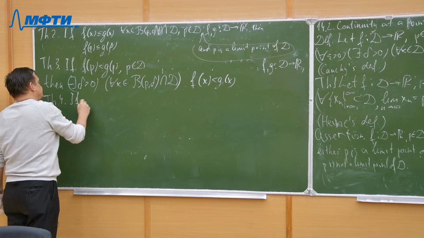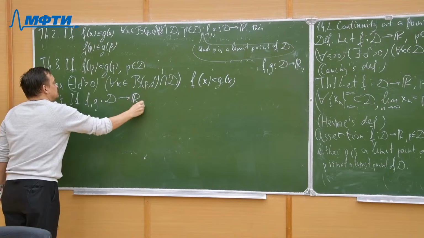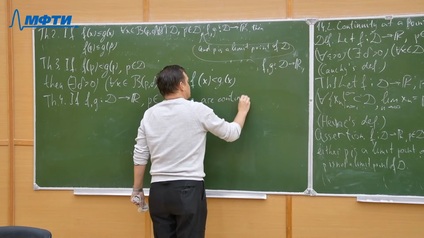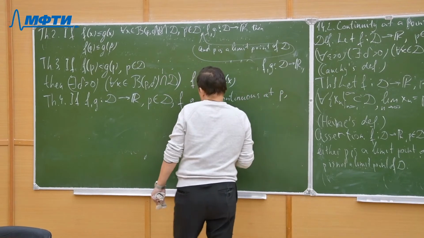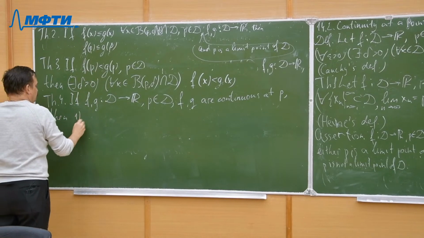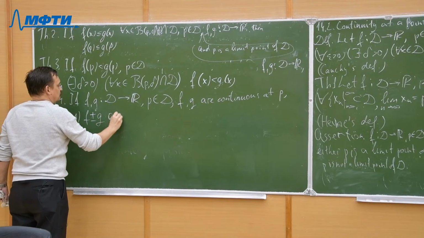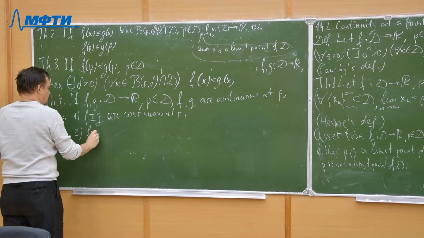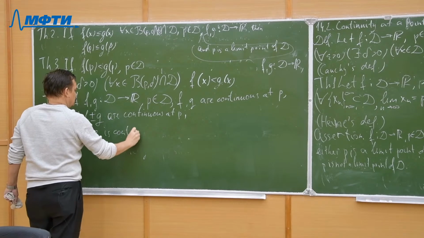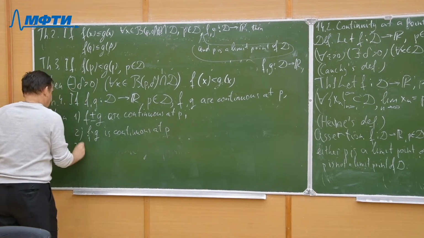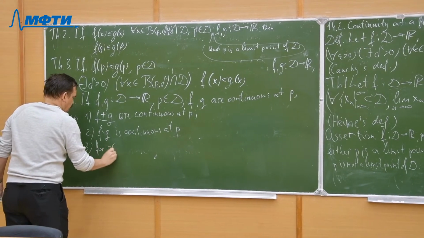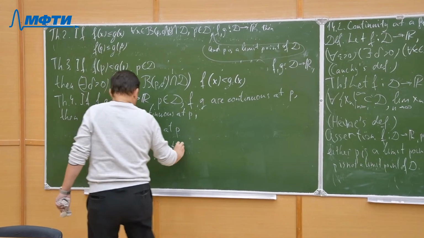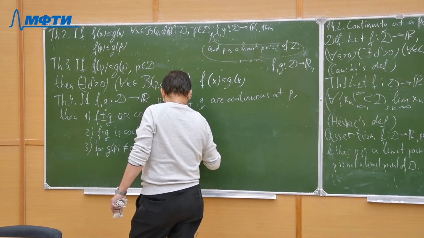So if f, g from D to R, P in D, f and g are continuous at P, then first, f plus minus g are continuous at P. Second, f times g is continuous at P. Third, for g of P not equal to 0, f over g is continuous at P.